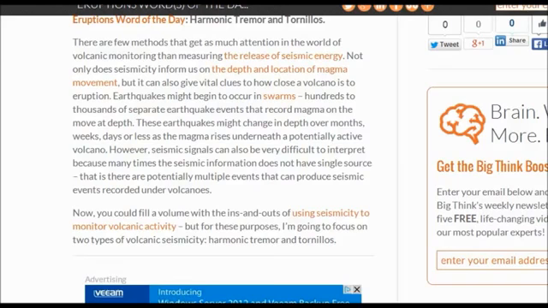Earthquakes might begin to occur in swarms, hundreds to thousands of separate earthquake events that record magma on the move at depth. These earthquakes might change in depth over months, weeks, days, or less as the magma rises underneath a potential active volcano. However, seismic signals can also be very difficult to interpret because many times the seismic information does not have a single source. That is, there are potentially multiple events that can produce a seismic event recorded under volcanoes.